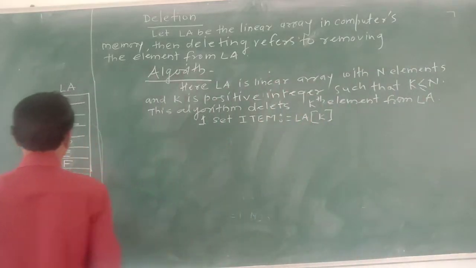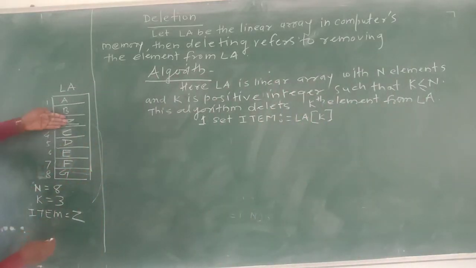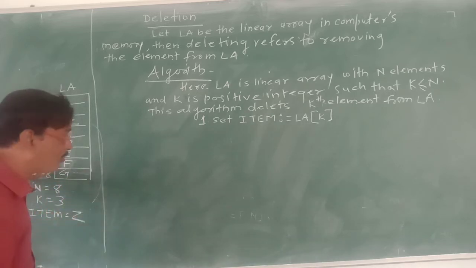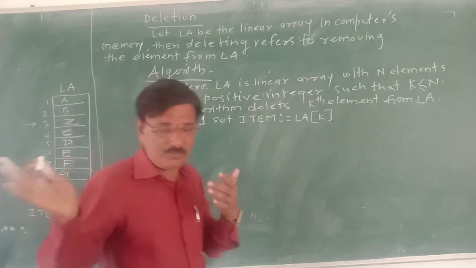Repeat step. Now what we have to do? Bring the C upward, bring the D upward, bring the E upward, F and G like this. It means from this position, bring every element upward. How to bring that? LA 3 must be LA 3 plus 1. LA 4 must be LA 4 plus 1. So last LA 7 must be LA 7 plus 1. It must not go to 8, because LA 8 would become LA 9. There is no 9th element.